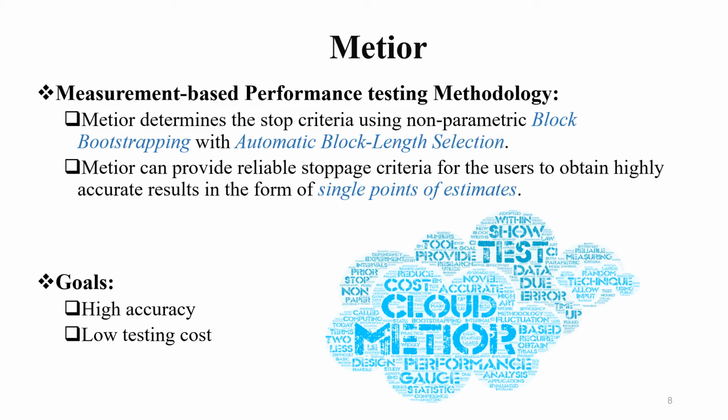Based on the observation, we designed Mateer, which is a measurement-based performance testing methodology. Mateer determines the stop criteria using non-parametric block bootstrapping with automatic block length selection. Mateer can provide reliable stop criteria for users to obtain highly accurate results in the form of single point estimates. Single point estimates can be mean performance, median performance, 90th percentile performance, or any other percentile of performance based on the user's interests. The goal for Mateer is to provide highly accurate results at low testing cost.